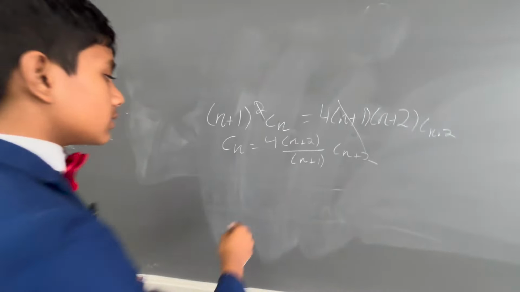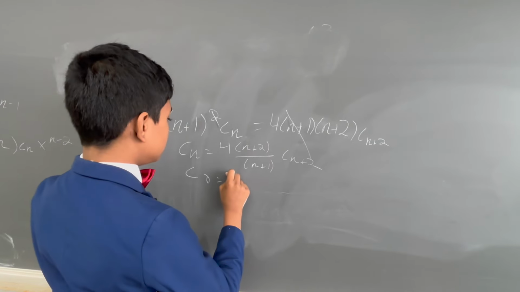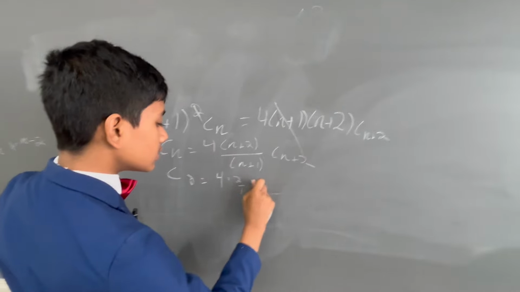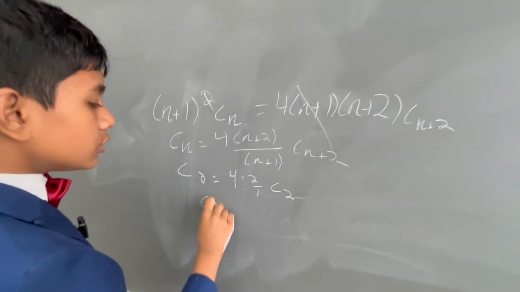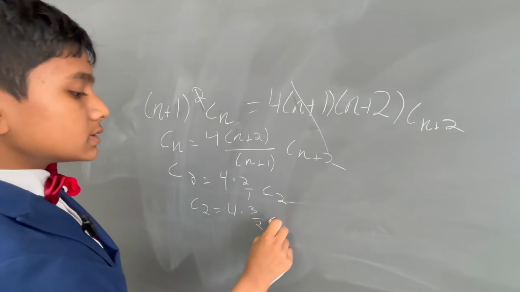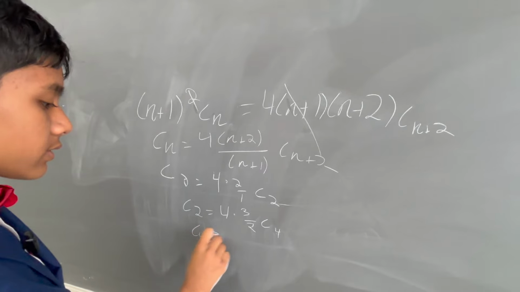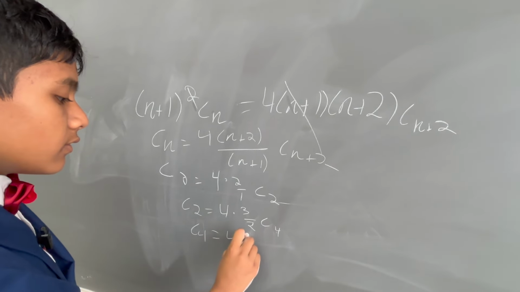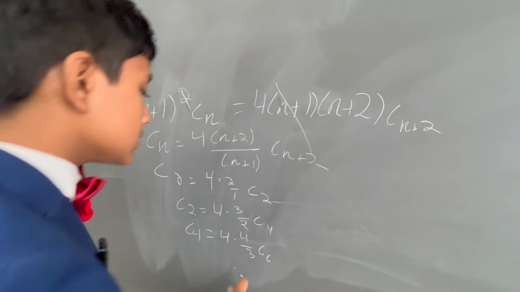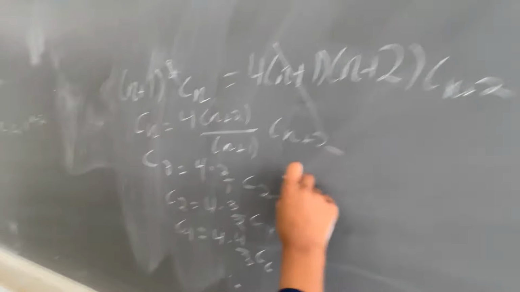So what does that tell us? Well, C0 is equal to 4 times 2 over 1 C2. C2 is equal to 4 times 3 over 2 C4. C4 is equal to 4 times 4 over 3 C6, so on and so forth. Do you see the pattern? This is some telescoping series stuff.